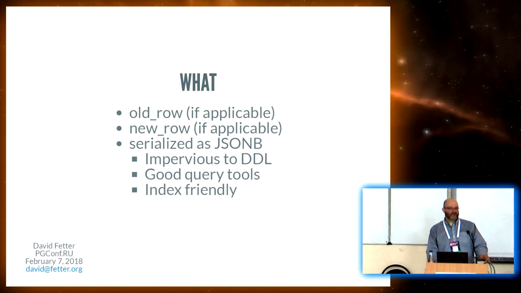We're serializing as JSONB because that always lets you do the same thing no matter what shape the row is. And this makes it impervious to DDL, as I just mentioned. There are excellent query tools and getting even better each Postgres release. So this will improve itself over time, even if I don't manage to get it improved. And it's friendly to indexes, which will help as these things grow.